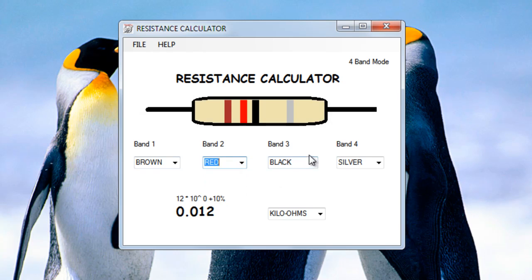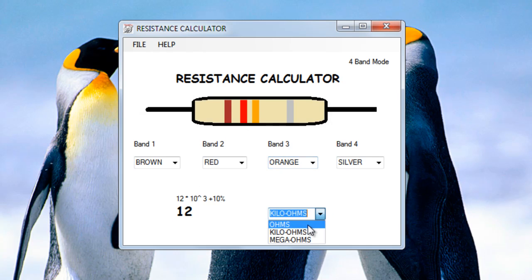If I change it to red and this to orange, now you can see in this 4-band mode the first two are significant digits and are written as their values. So for brown I'll write 1, for red I'll write 2, so it is 1 2. Now this third is the multiplier, so orange, the value is 3, so it is 1 2 multiplied by 10 to the power 3, and the resistance is 12 kilo ohm.